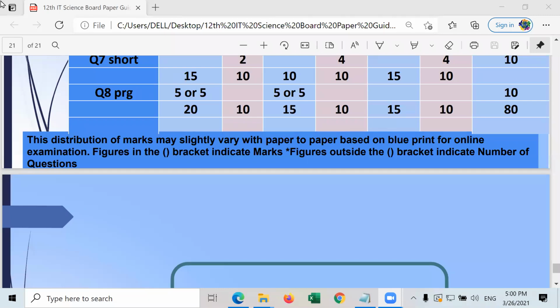Sir, for writing programs, even if we miss a semicolon or a colon, will marks be cut there? Yes, you have to be very particular about the comma. Question number 1, question number 7, and question number 8, these 3 questions will be corrected by your IT teacher. So you cannot make any grammatical or syntactical mistakes. Even if you miss any curly bracket, opening or closing, you are going to lose marks for that.